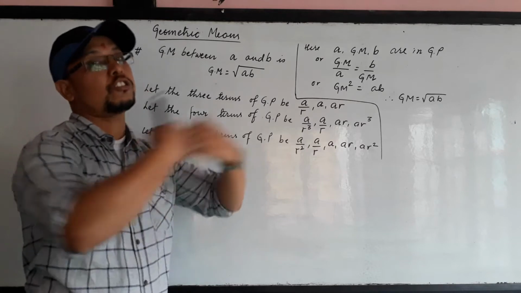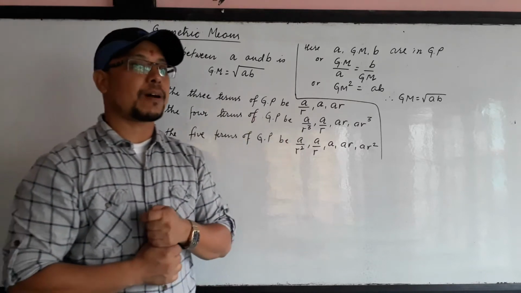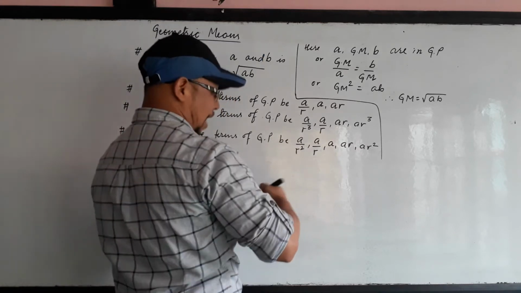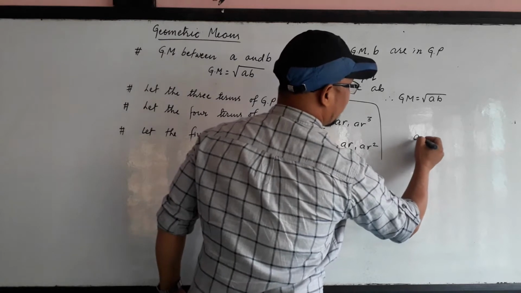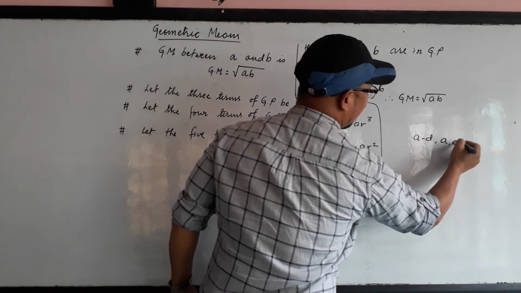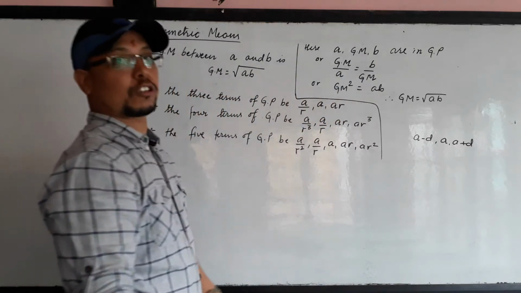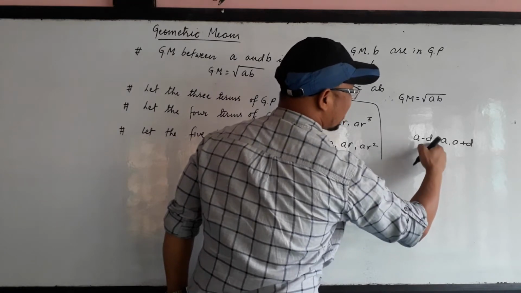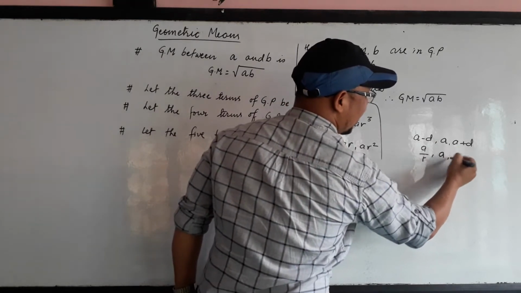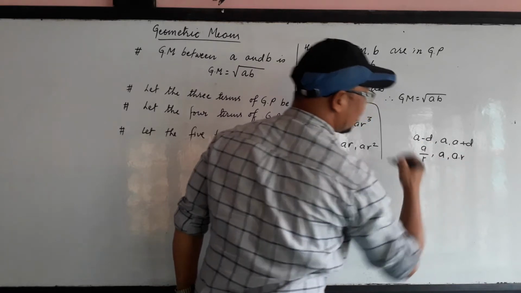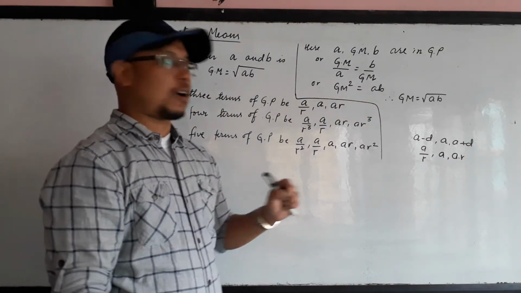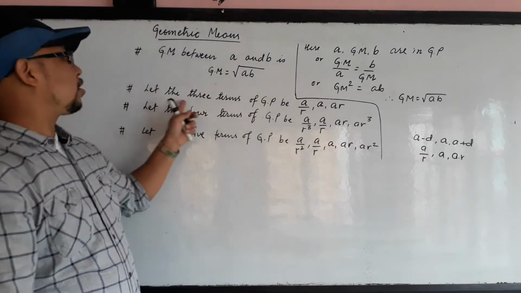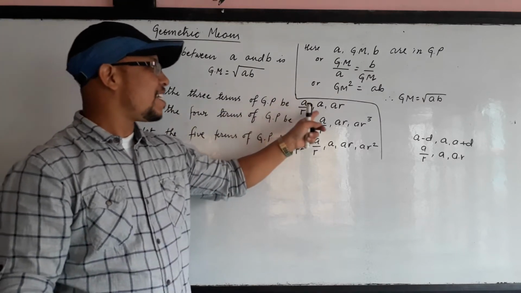How do we suppose three terms in geometric progression? We did this in arithmetic progression too. In arithmetic progression, if three terms are given, we supposed A minus D, A, A plus D. Now what happens in geometric progression? A by R in place of A minus D, A in place of A, and A into R in place of A plus D. If three terms are given in geometric progression, you can easily suppose A by R, A, AR. Okay students, now see, look at it. Let the three terms of GP be A by R, A, AR.